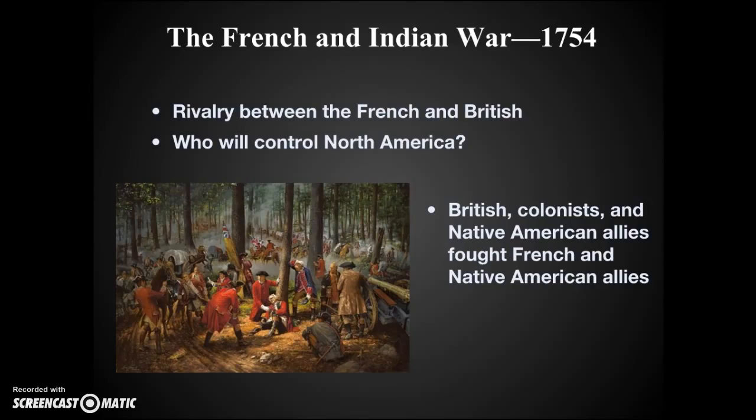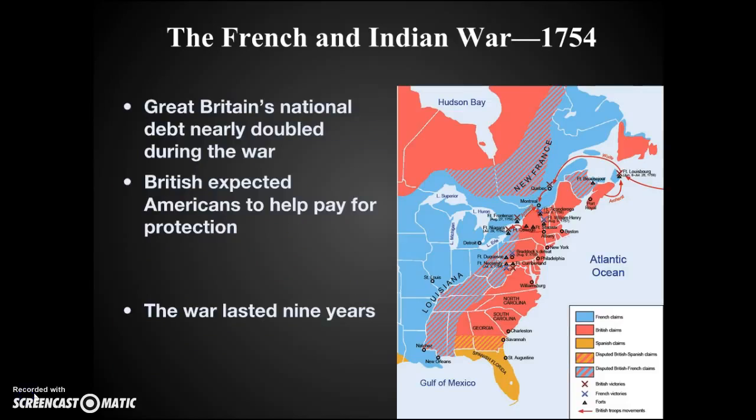The colonists and some Native Americans from the Iroquois Confederacy were allied with the British against the French and other Native American tribes from the Algonquin and Huron tribes. Great Britain hadn't budgeted for such an expensive war. Great Britain needed money to pay for the war debts, which had nearly doubled. Thus, Great Britain expected the colonies to help pay for their protection during the French and Indian War. The war lasted for 9 years and ended in 1763.